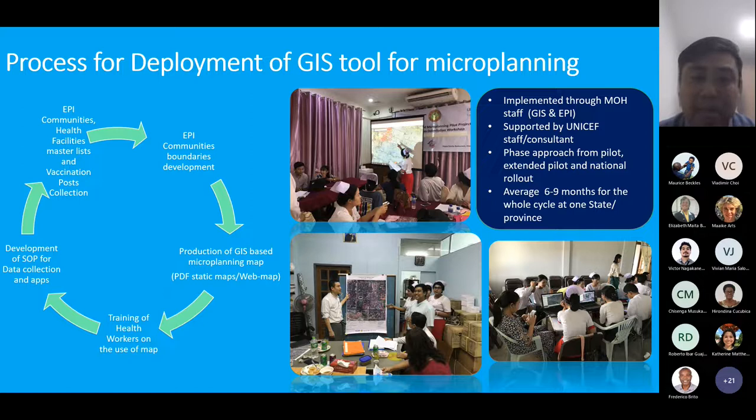For the pilot, we started with different processes of pilot, extended pilot, and national rollout, because we used the naive health workers to start to understand and be involved in the process. The process took almost six months, minimum six months, to have one round of data collection, availability of the microplanning map, and the training and utilization.